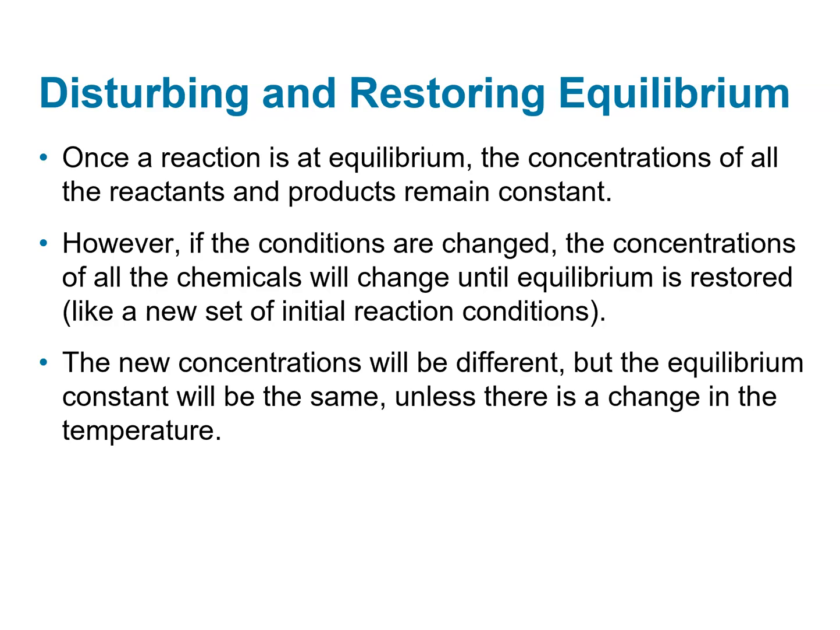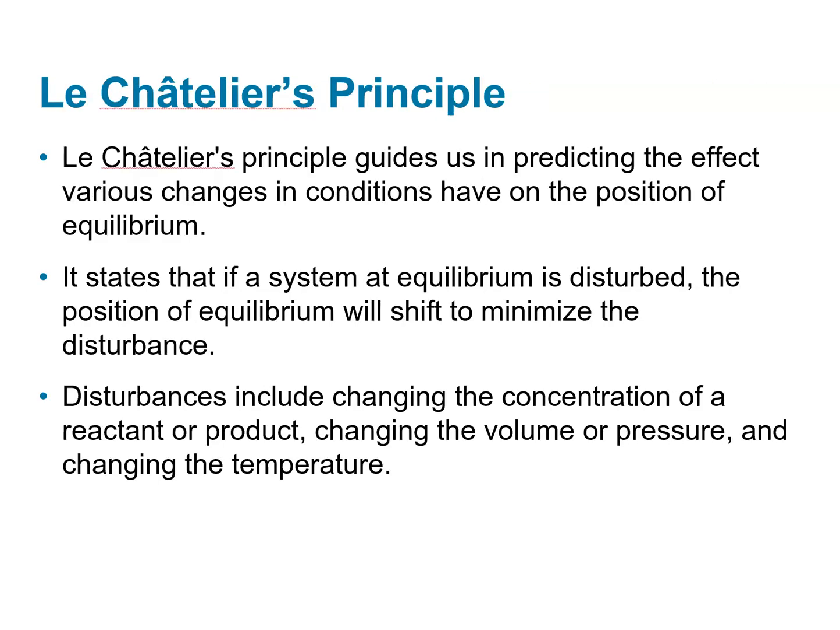However, K, the equilibrium constant, will be unchanged when it returns to equilibrium, as long as the temperature hasn't changed. So this is called Le Chatelier's principle. Le Chatelier's principle gives us guidance on how to predict the effects of different changes in conditions involving equilibrium. And it states that if a system at equilibrium is disturbed, the position of equilibrium will shift to minimize that disturbance and return to K.